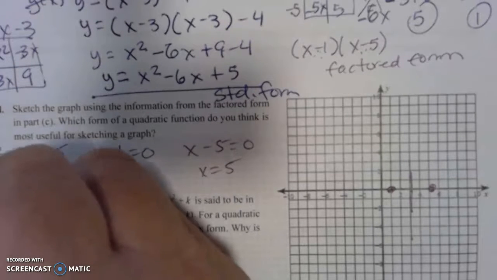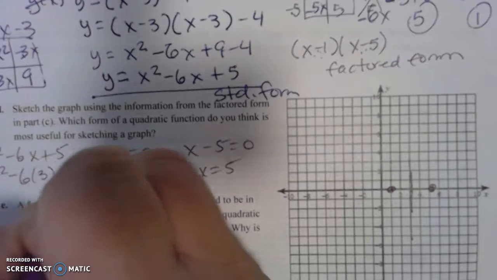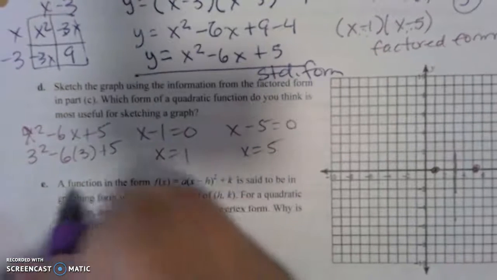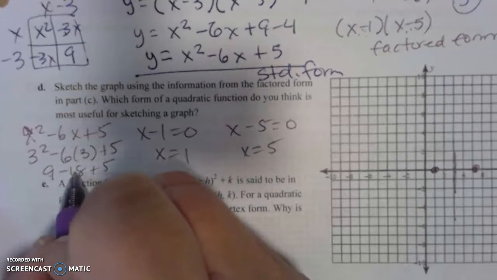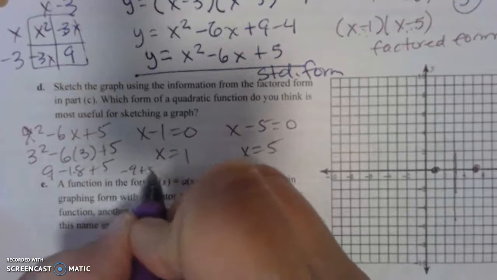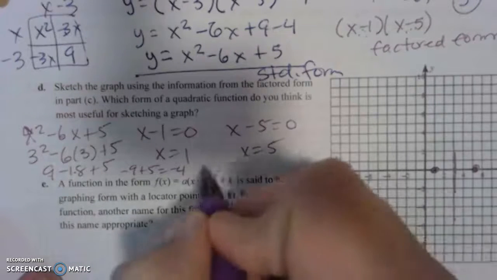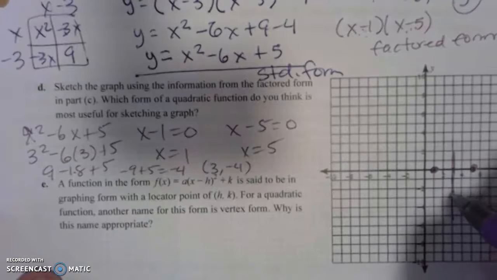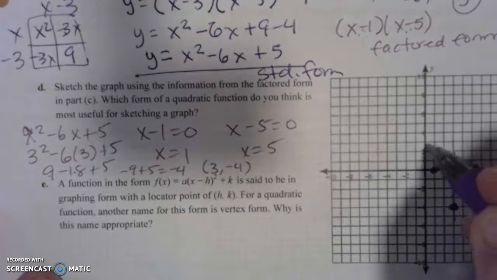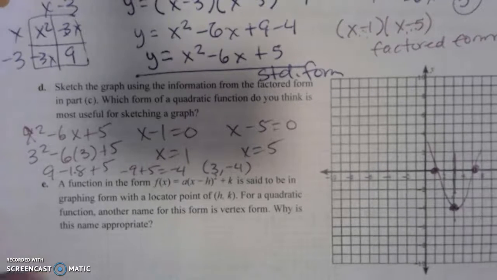So that's going to be 3 squared minus 6 times 3 plus 5. This makes it 9 minus 18 plus 5. 9 minus 18 is negative 9 plus 5 equals negative 4. So I plugged in 3 and I got negative 4, and that's my vertex, 1, 2, 3, on this line. And so that does help us to graph it.